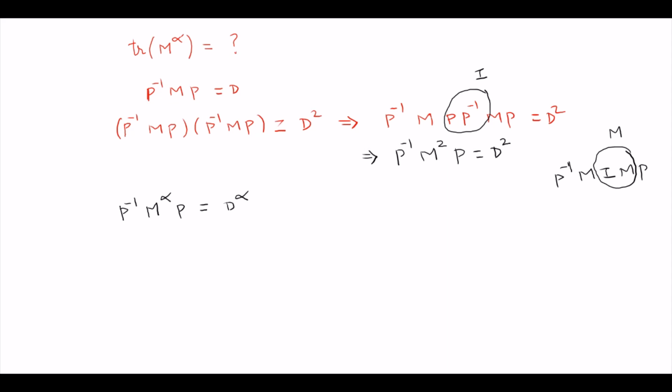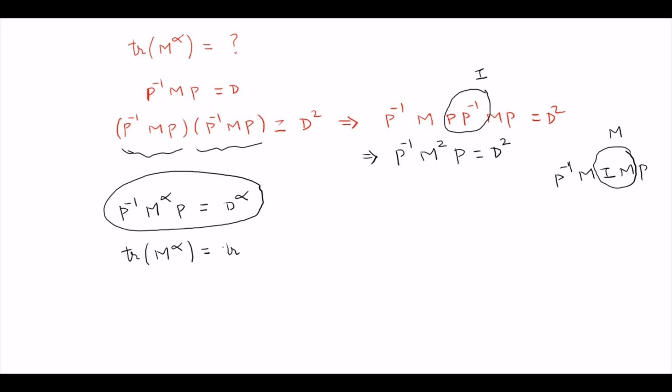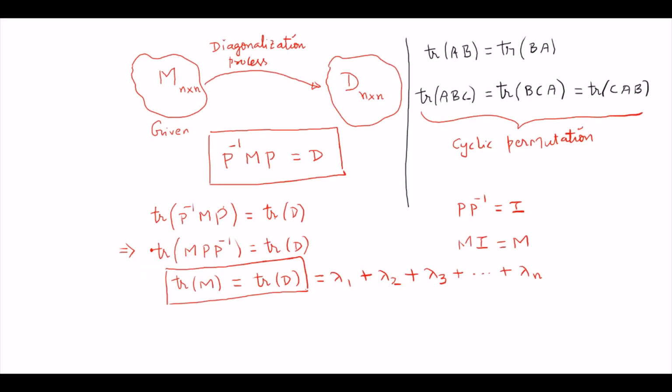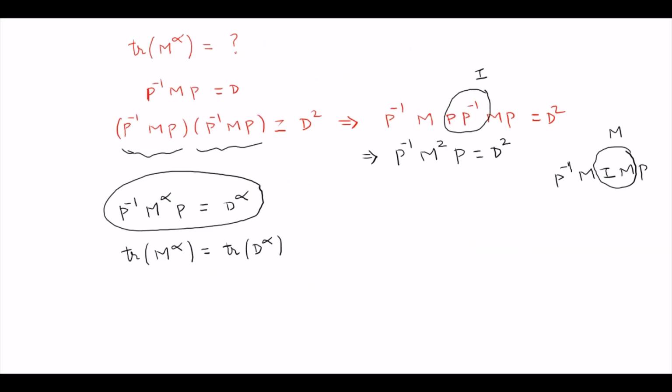So what do you have to do? You have to multiply this alpha times. So I will get this. Now if you calculate the trace of this, it is nothing but the trace of D power alpha. So apply the cyclic permutation property of the trace which we discussed before, provided the matrix is finite dimensional. This is a very important key point.